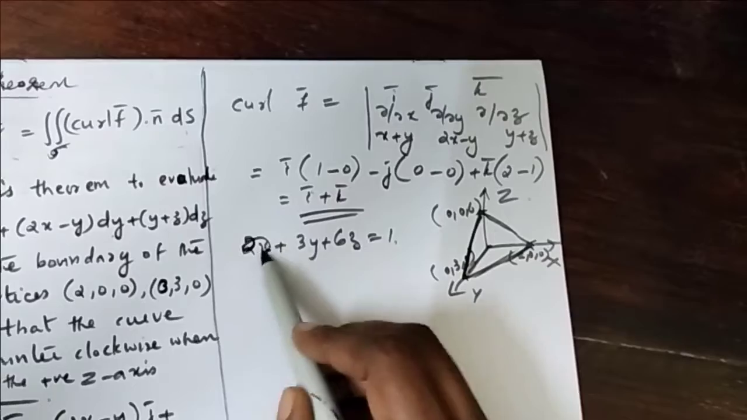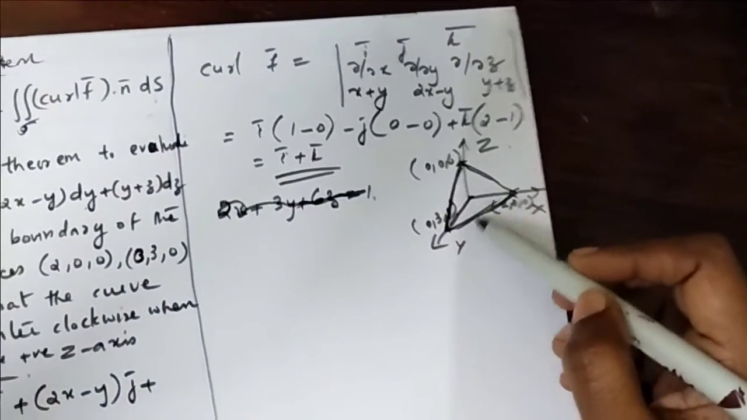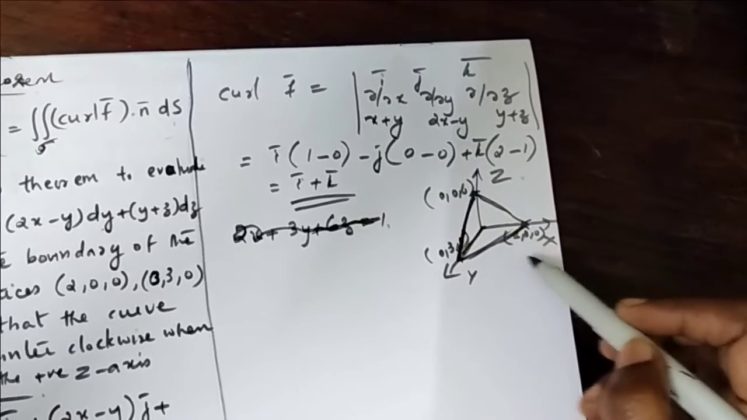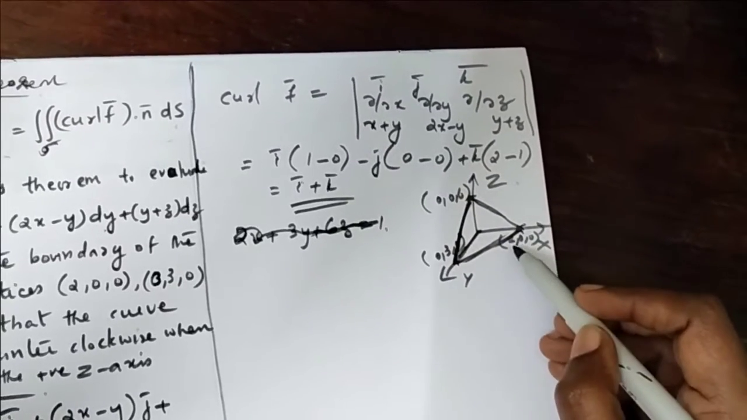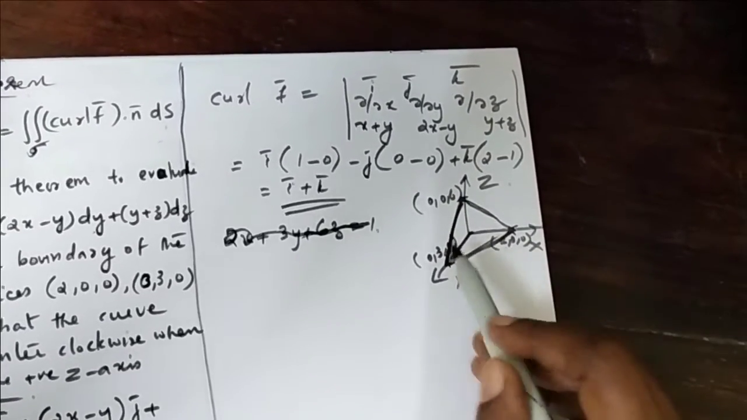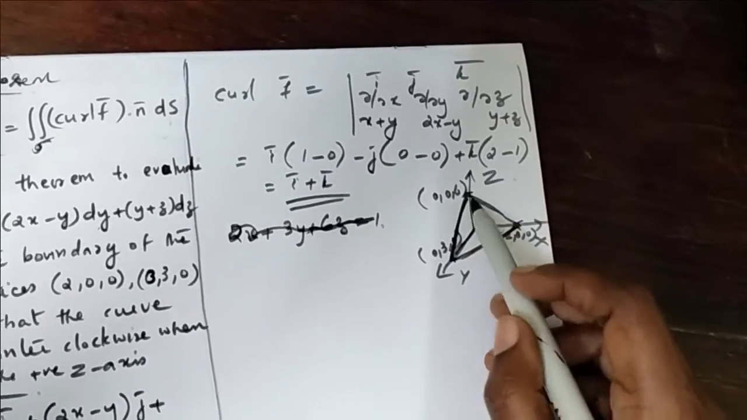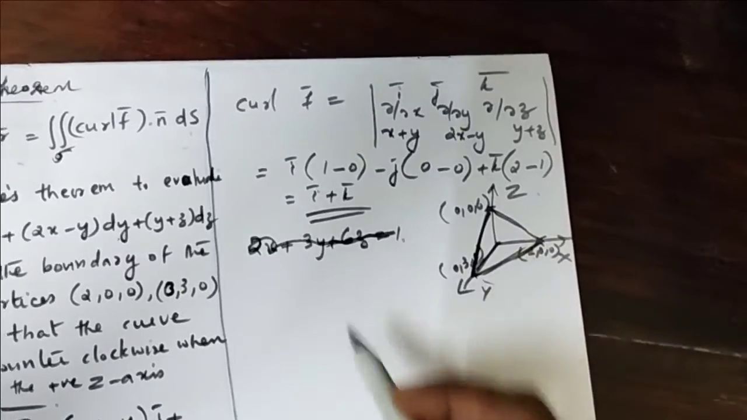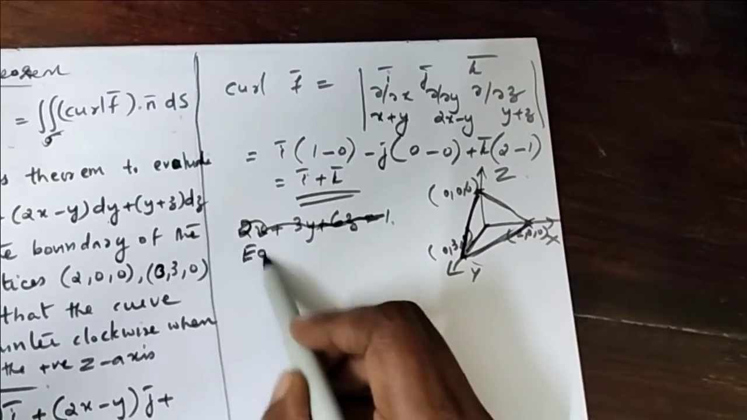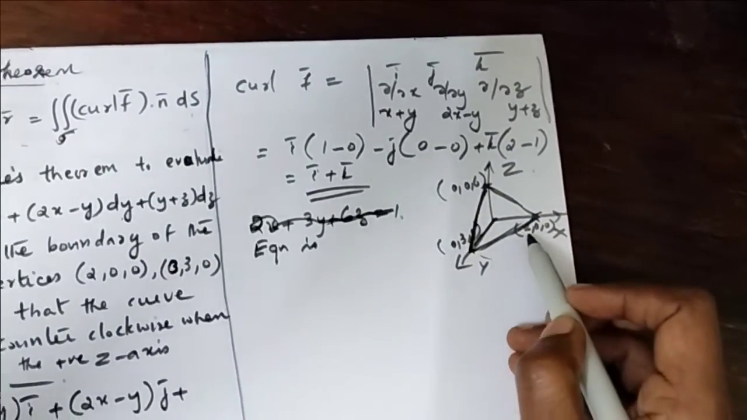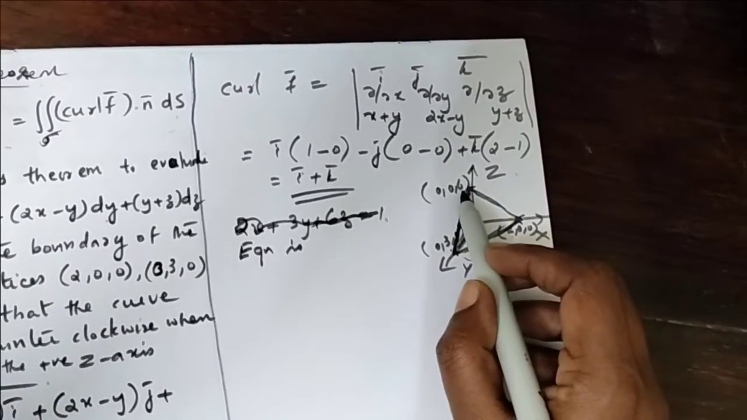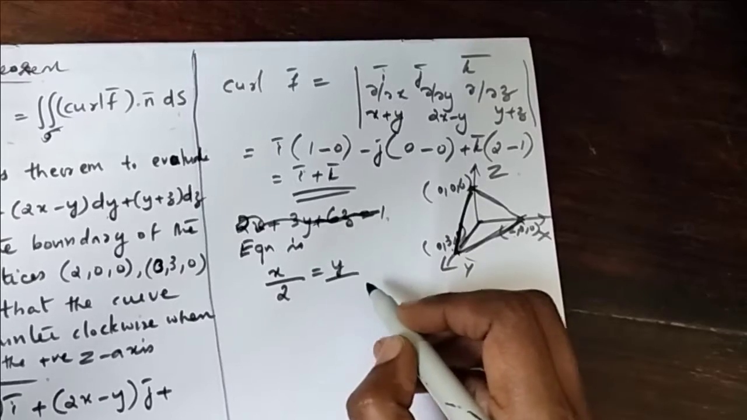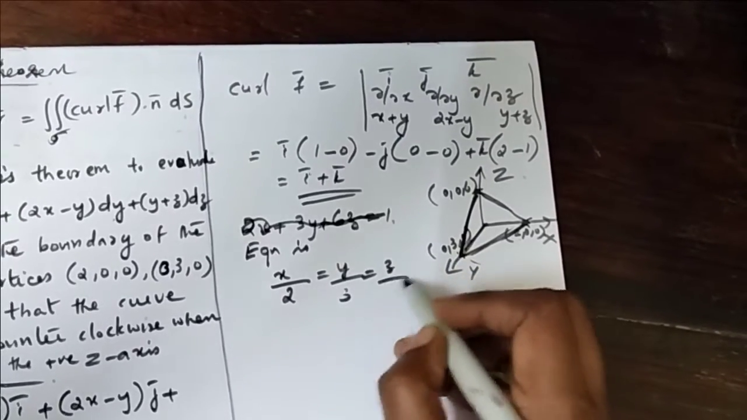So here the surface has its base as a triangle, and this is a three-dimensional figure. So this is our figure. The x axis meets at the point (2, 0, 0), the y axis at (0, 3, 0) and the z axis at (0, 0, 6). So what is the equation of this plane? It has x-intercept 2, y-intercept 3 and z-intercept 6. So it is x by 2 plus y by 3 plus z by 6.